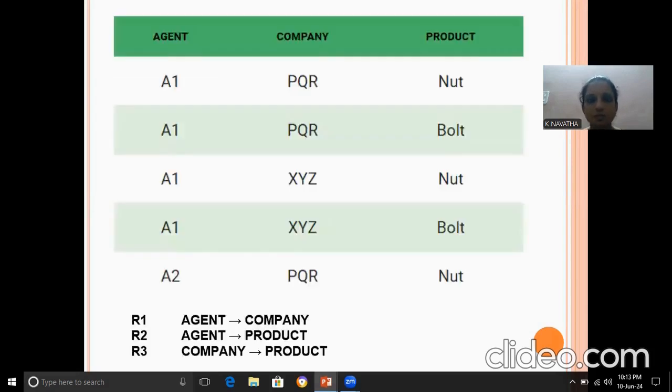Now we can divide this table into three tables: agent, company, product. R1 we are taking as agent company, R2 as agent product, R3 as company product.